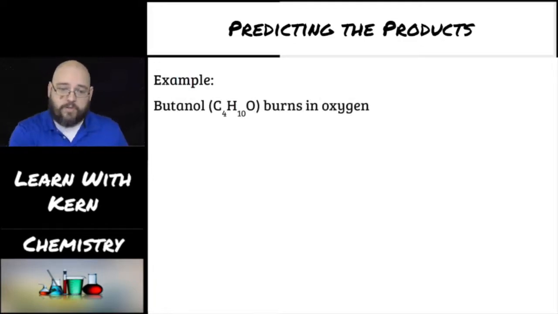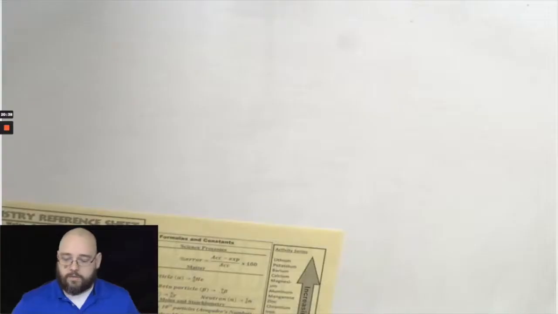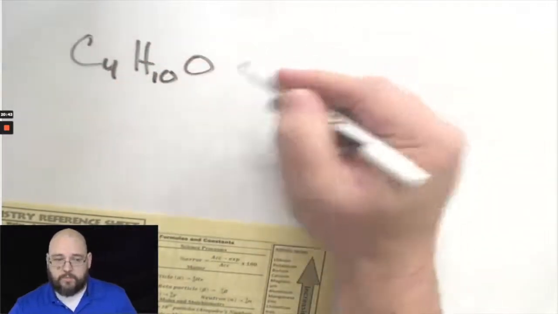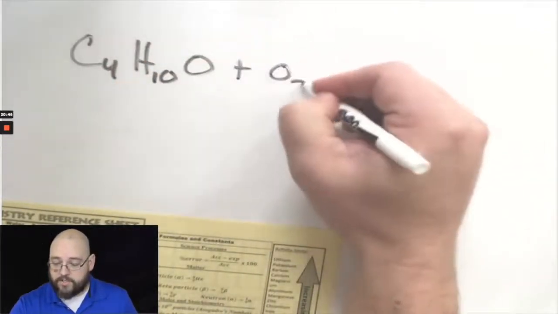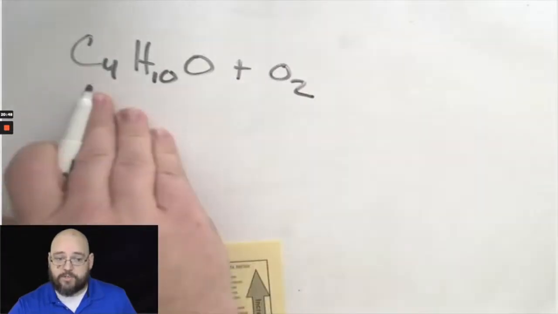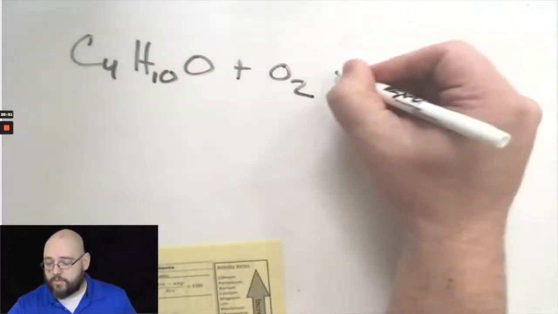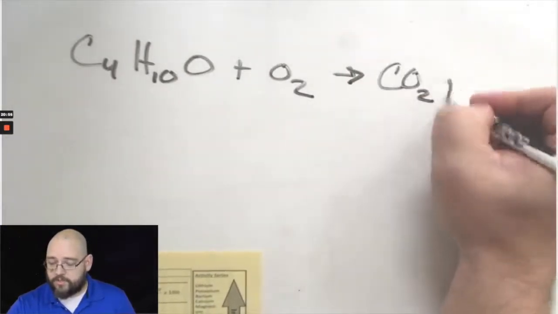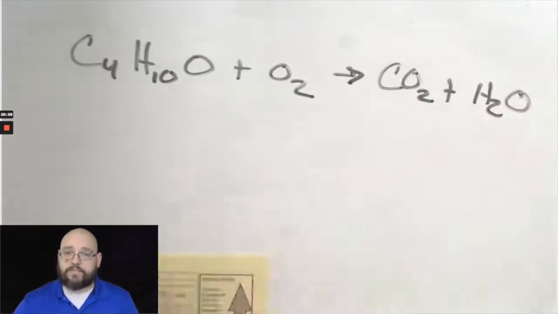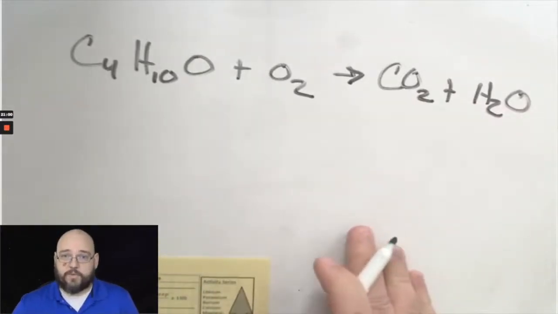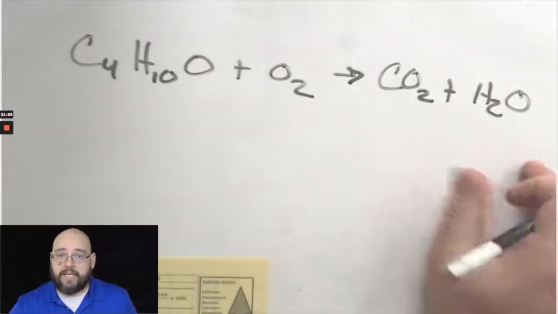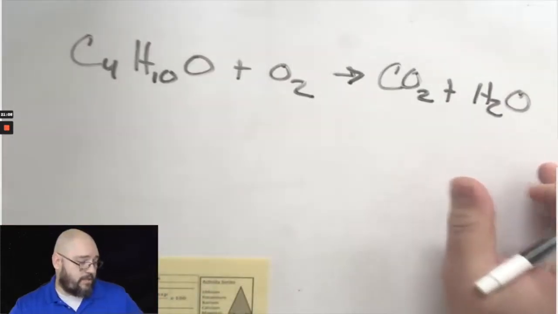So, butanol, which is C4H10O. Butanol reacts with oxygen. That right there gives it away that it's a hydrocarbon plus oxygen, which is going to make a combustion reaction. So the products are CO2 and H2O. Every single time, I don't have to put any thought into it. Once I've identified it as a hydrocarbon combustion, the products are CO2 and H2O every single time.